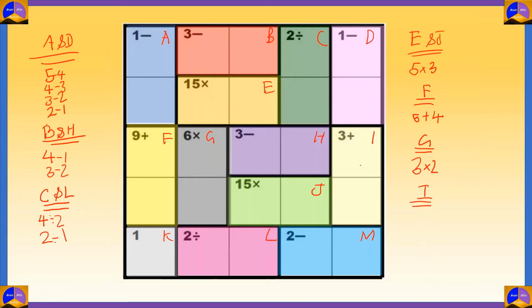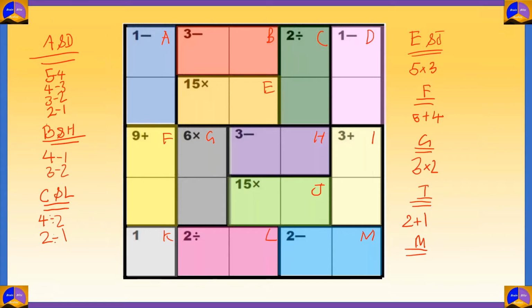Now in this case, there are two cells and the operation is addition. After adding, our result must be 3. So the only option is 2 plus 1. Now cage J is already gone. Now let's look at cage M.